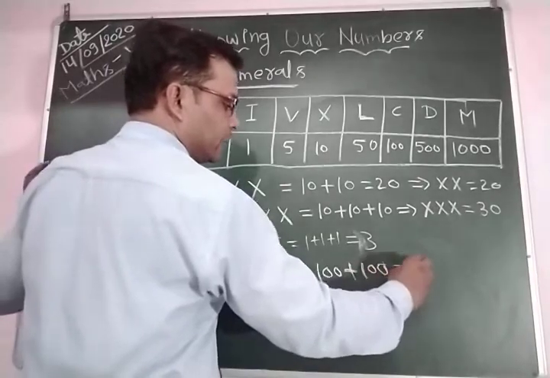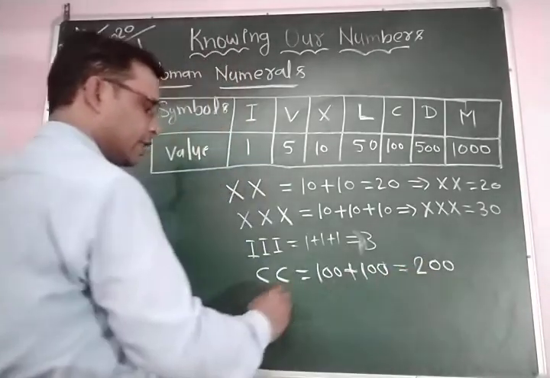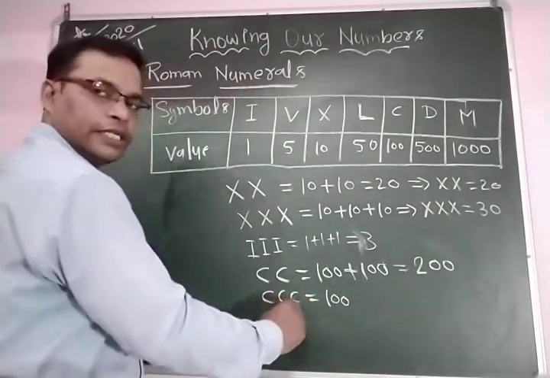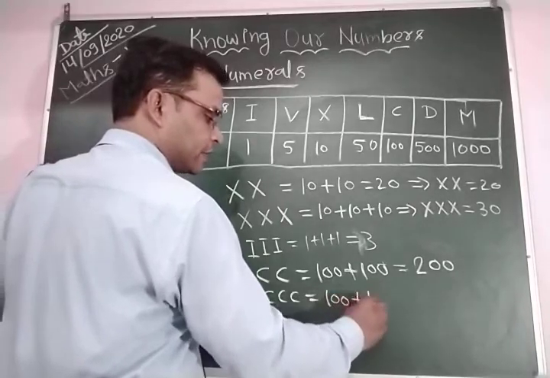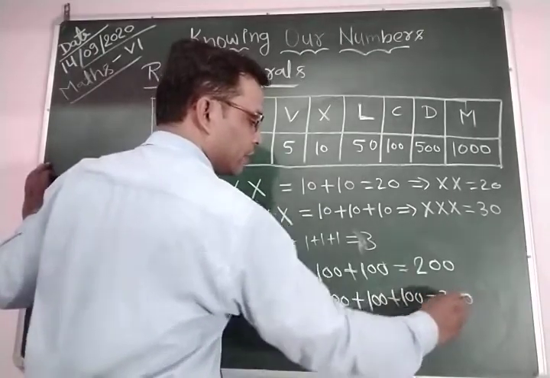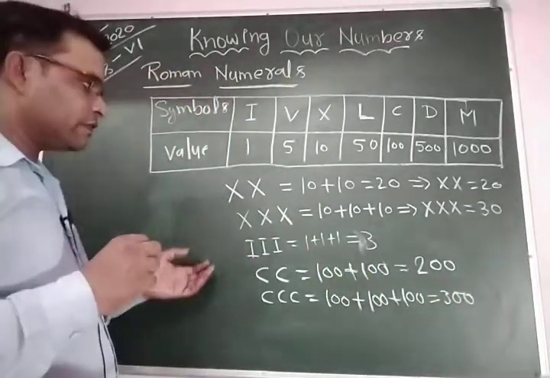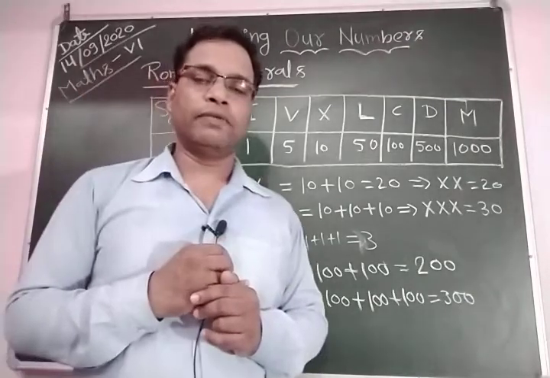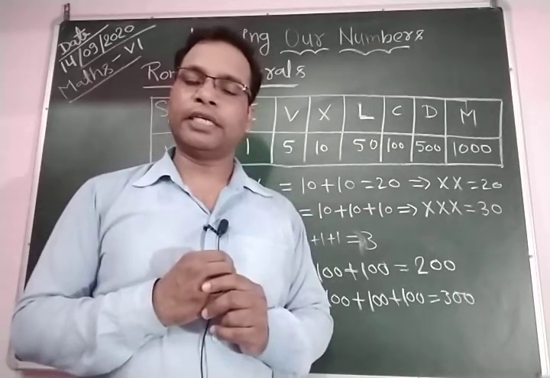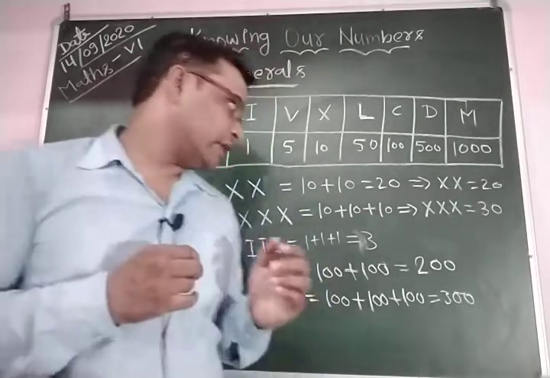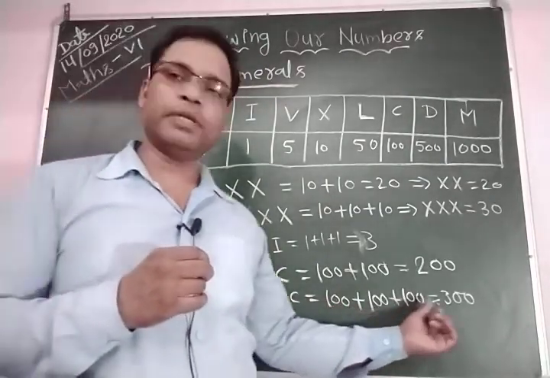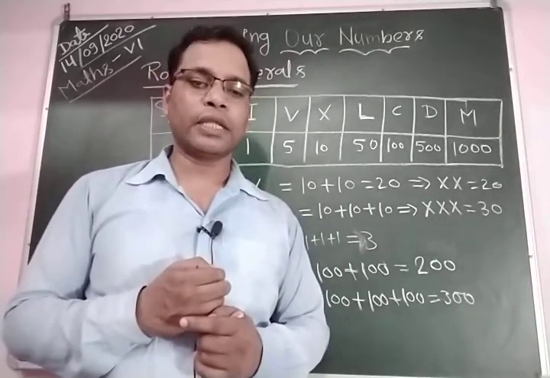So CC is equal to 200, and CCC is equal to 100 plus 100 plus 100. This is equal to 300. Okay, and this is the first rule. What is the first rule? First rule is that if a symbol is repeated, its value is added as many times as it occurs. So how many times here? Repeated 3 times, so its value is added 3 times. 100 plus 100 plus 100, 3 times, this is equal to 300.